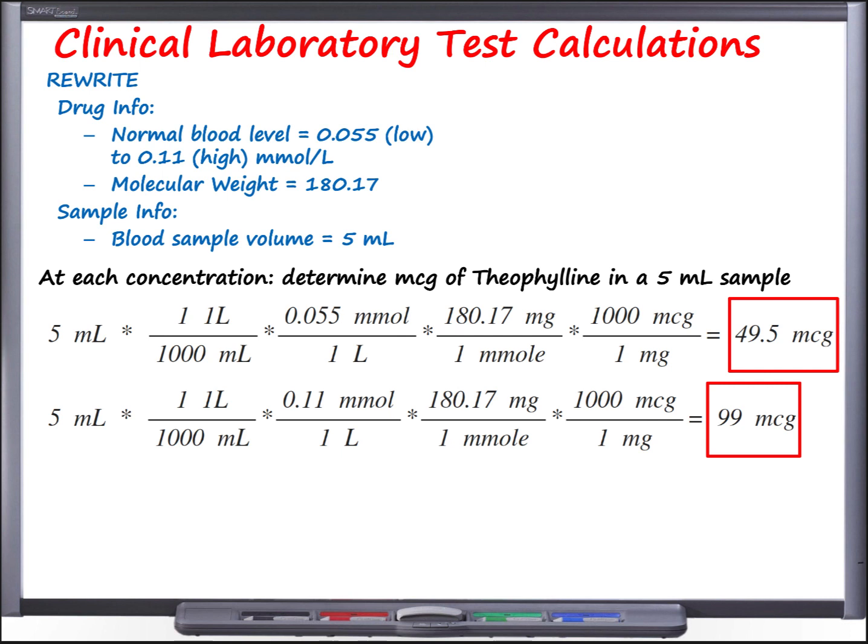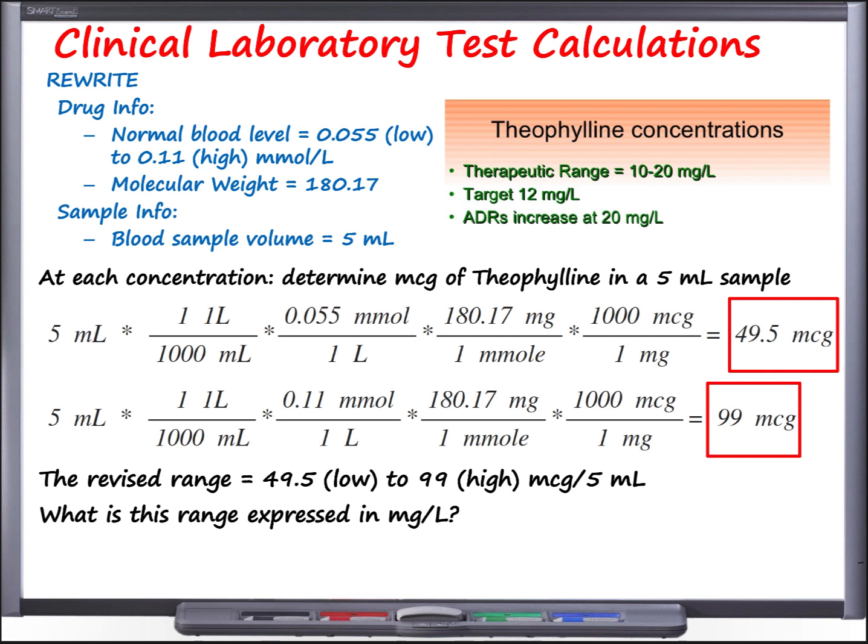But I will remind you, those are the weights present in what? In 5 milliliters. So the revised range that we could express, instead of saying it in millimoles per liter, is that the normal theophylline blood level should be 49.5 micrograms per 5 mLs to a total of 99 micrograms per 5 mLs on the high end. However, that's not the way you're going to see the values expressed in a clinical report.